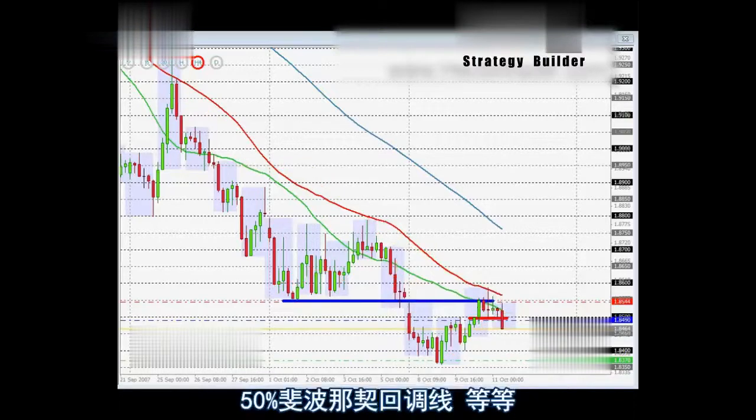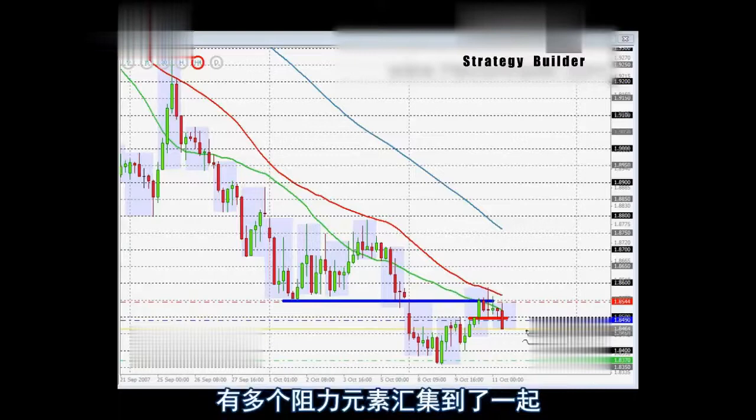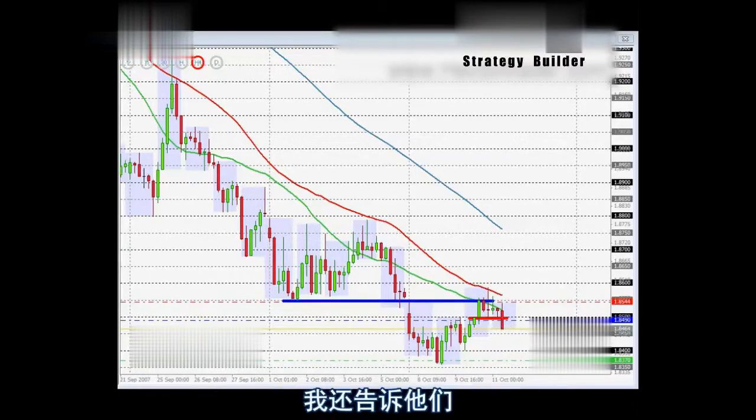Along with the 50% Fibonacci, etc. It's a very nice level of resistance, with different elements coming together within a few pips. Also, let me zoom in a little bit.